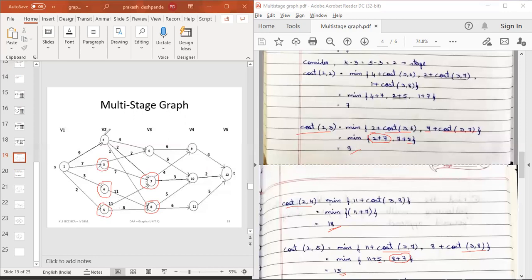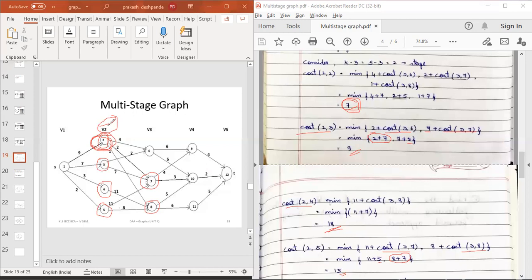Now again, if you look at the minimum in this particular stage, stage number 2, we have calculated the cost of each and every vertex to reach the sink or the destination. And these are the values. From vertex 2, I get a 7. From vertex 3, I get a 9. From vertex 4 and 5, I get 18 and 15. Among these, the minimum is definitely vertex 2, which produces the cost value 7. That means I'm going to consider vertex 2 as one of the vertices in the solution.